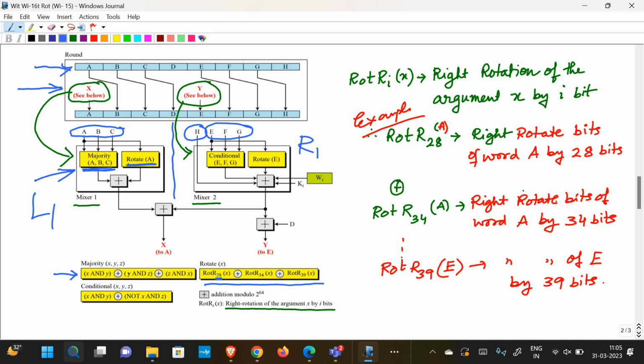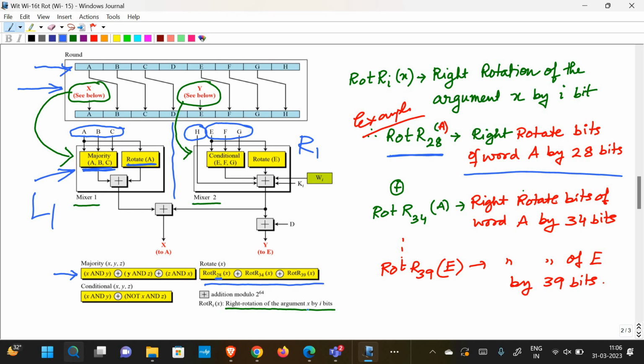It's mentioned here. I don't know whether this is written down otherwise for you. Rotate the 28th bit of the A word. So that is what is mentioned over here. So rotate the bits of word A by 28 bits. Sorry, it's 28 bits you have to rotate.